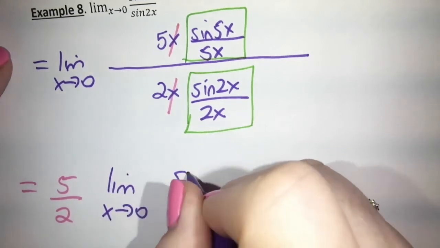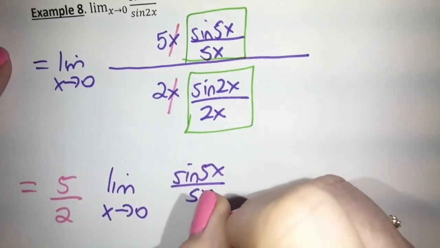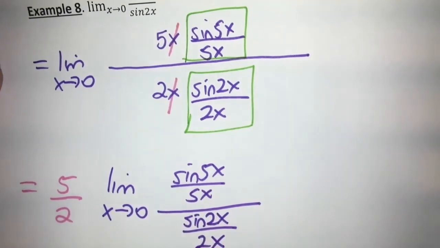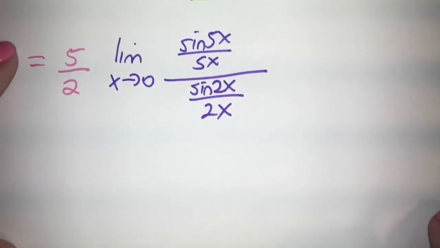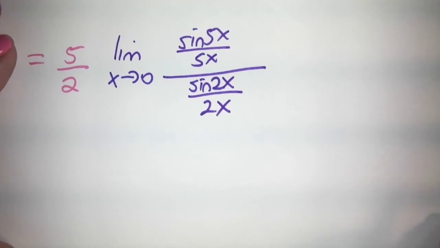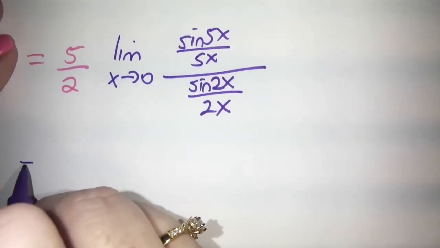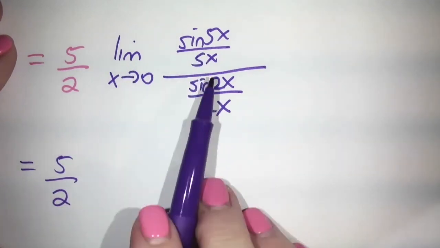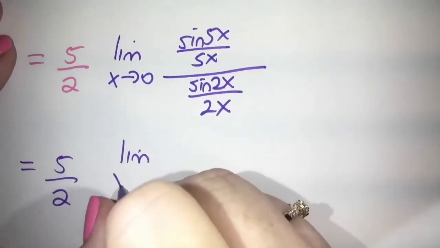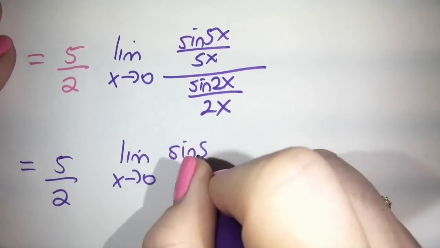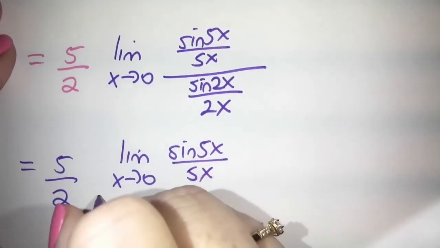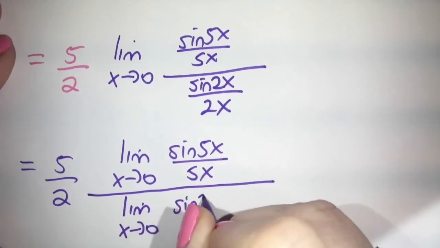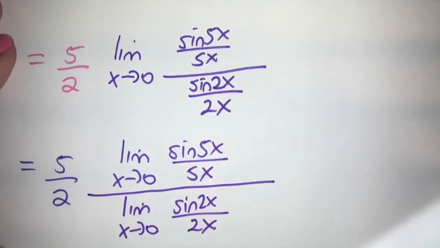So we now have sine 5x over 5x, all over sine 2x over 2x, and we have the limit as x approaches 0 of that. Well, now one of our properties of limits was that if we had the limit as x approaches 0 of a over b, we could take the limit of each of them separately. So the limit of the top over the limit of the bottom would be an equivalent answer.